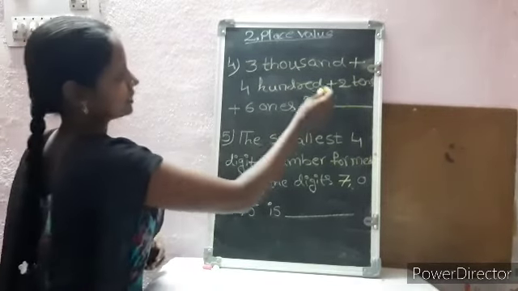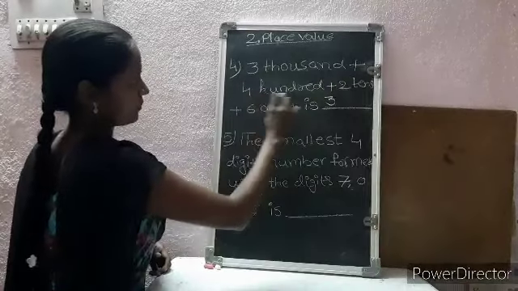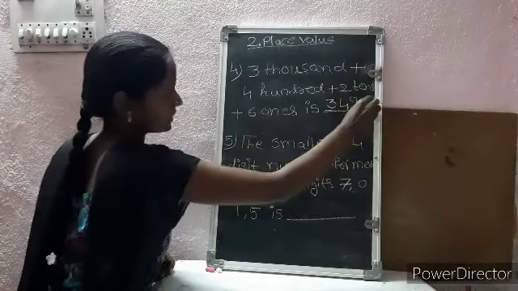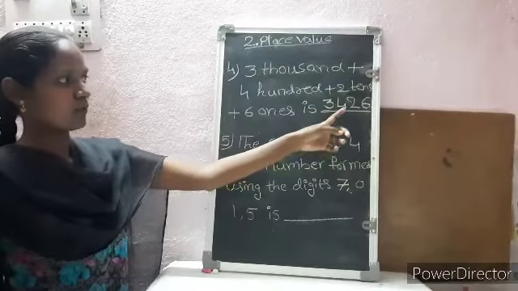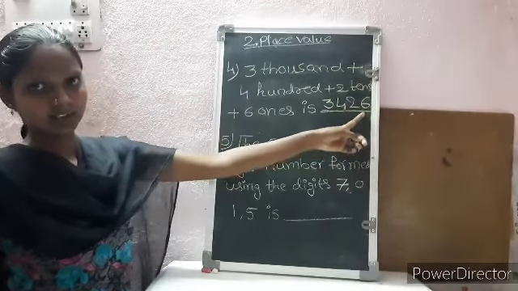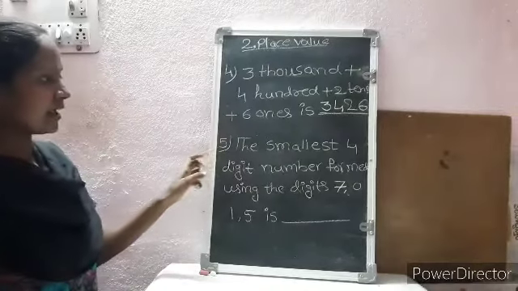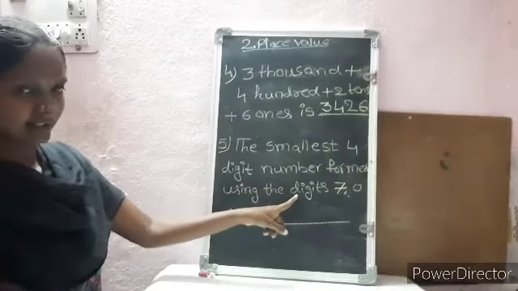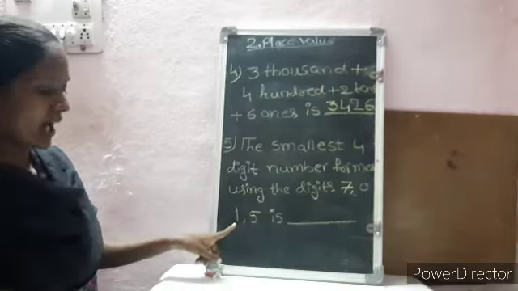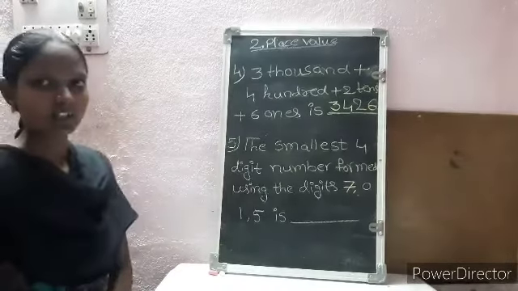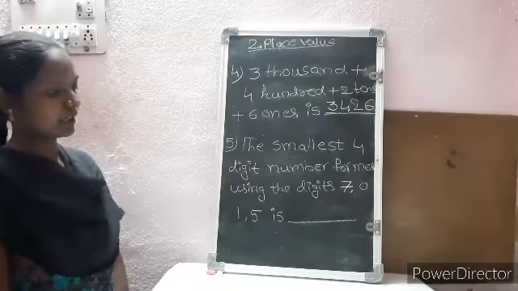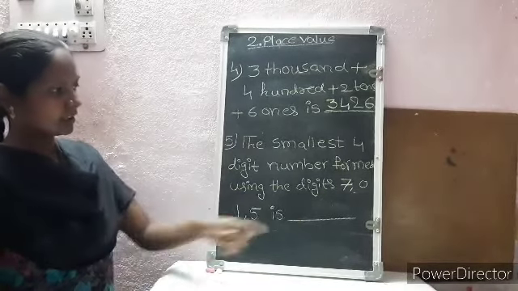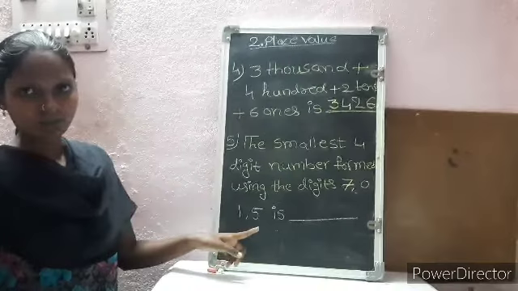3,000 plus 400 plus 2 tens plus 6 ones. What is the number? 3,426. Now, fifth question. The smallest 4-digit number formed using the digits 7, 0, 1, 5 is. My dear students, how can you form the smallest 4-digit number by using 7, 0, 1, 5?